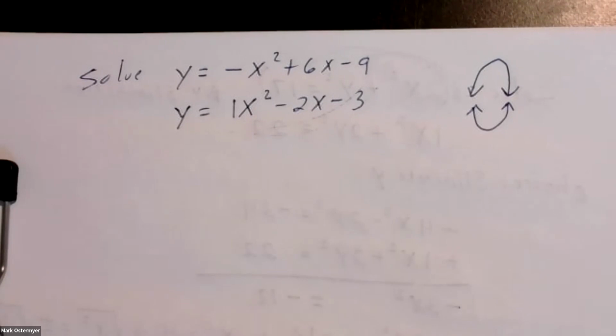You know what? Since both these equations are solved for y, I'm probably just going to use the substitution method. So I'm going to literally set the right-hand sides of these equations equal to each other. And I can do that because they're both equal to y, the same thing. So let's do that.